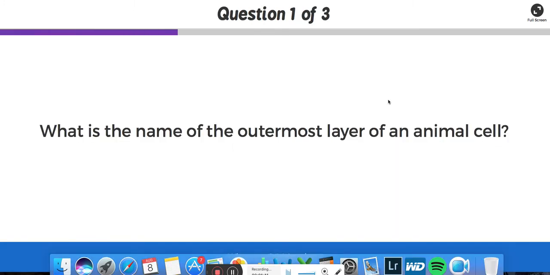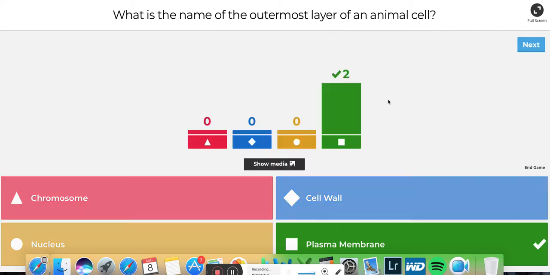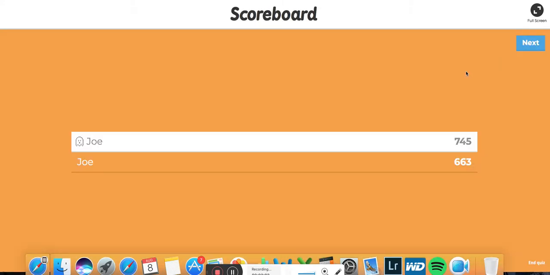So first question, what is the name of the outermost layer of an animal cell? So you have four choices here. Would it be a chromosome, the cell wall, the nucleus, or the plasma membrane? All right, looks like everybody's in. And that's right, plasma membrane would be that outermost layer of the cell.